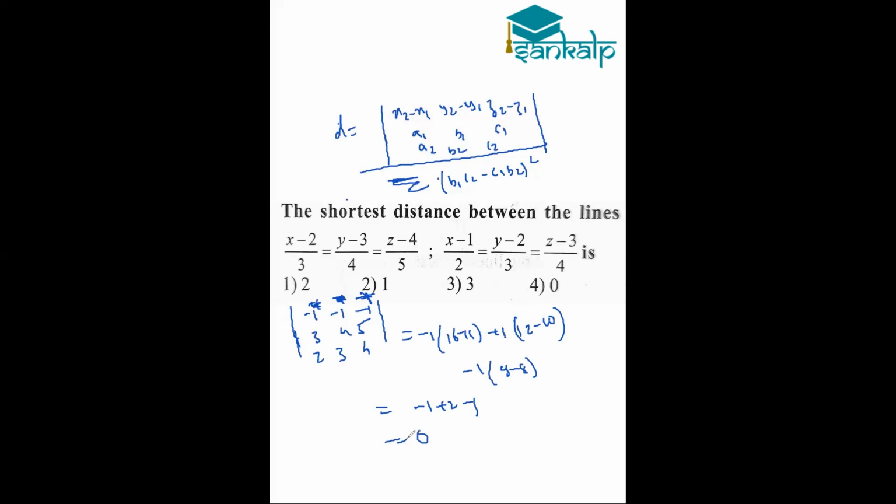So out of the given options, if the numerator is 0, then 0 upon anything will again be 0. So the correct option is option 4. Okay, so option 4 gives us the right option.